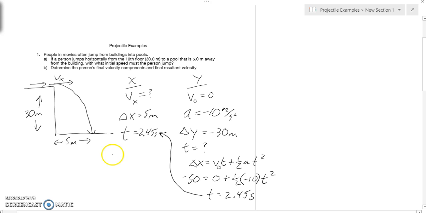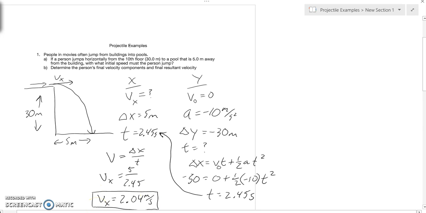So then we can use that in the x direction. Now, the only equation we ever need in the x direction is v equals delta x over t. Because the velocity is constant in the x direction, I just always use this one. I don't need to worry about the 4 big equations. They all have acceleration in it. We don't have acceleration. So the velocity in the x direction equals delta x, which is 5, over time, which is 2.45. Solving that, we get a velocity in the x direction of 2.04 meters per second.